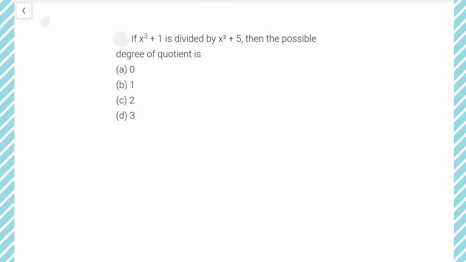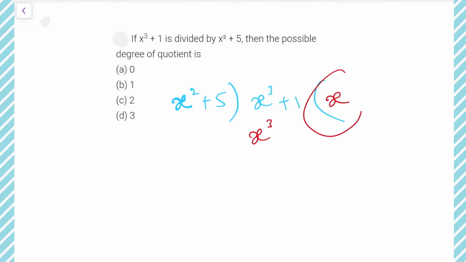If x cube plus 1 is divided by x square plus 5, then the possible degree of the quotient is asked, only the degree of the quotient. So x square plus 5 is the divisor and x cube plus 1 is the dividend. In x square, where will we get x cube? Simply by multiplying with x. So x square into x is x cube. Whatever the remaining problem is, we are not worrying about that, because we just want the degree of the quotient. So x is nothing but x power 1. So the power is 1, which means the degree of the quotient is also 1.